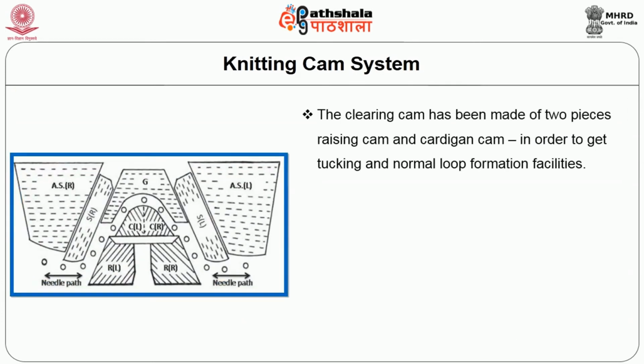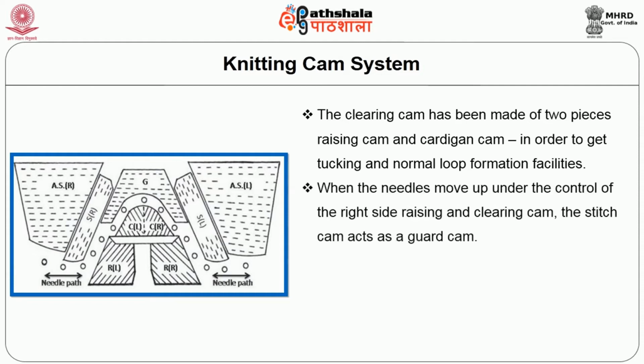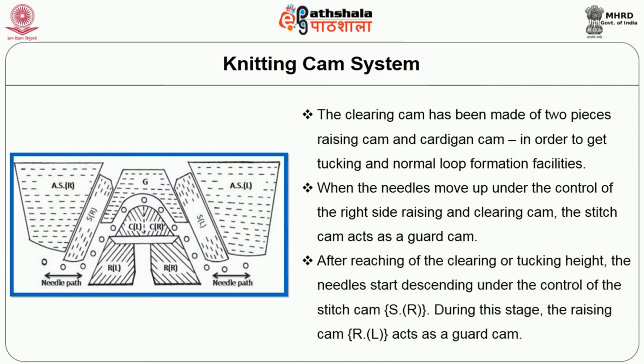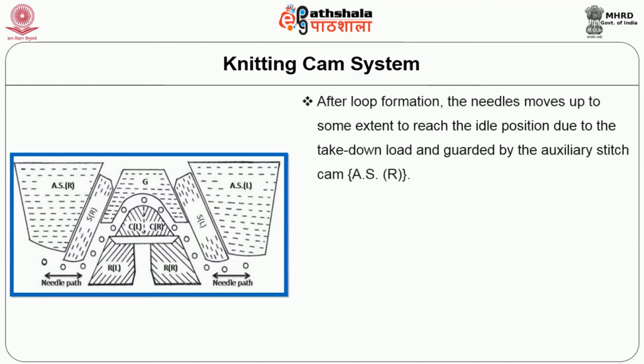The clearing cam is made of two pieces, racing cam and cardigan cam, in order to get tucking and normal loop formation facilities. When needles move up under control of the right side racing and clearing cam, the stitch cam acts as guard cam. After reaching the clearing and tucking height, the needles start descending under the control of stitch cam. During this stage, the racing cam acts as guard cam. After loop formation, needles move up to some extent to reach the idle position due to takedown load and are guarded by the auxiliary stitch cam.